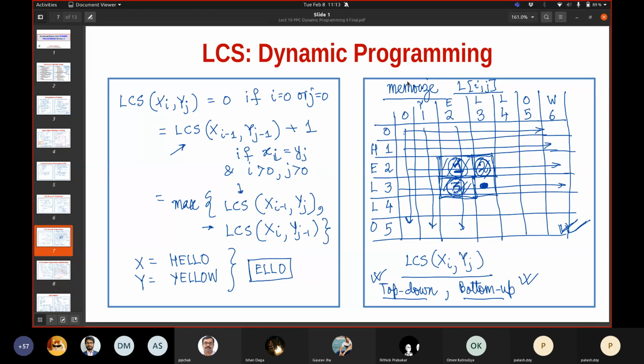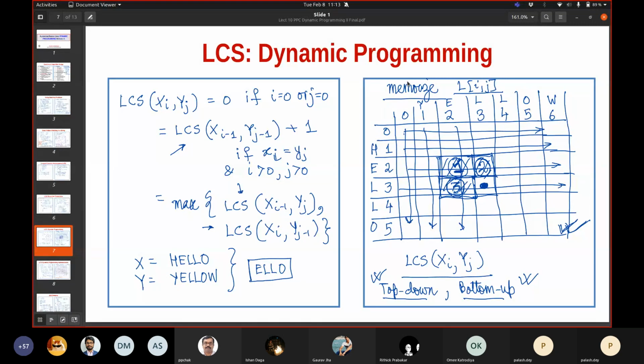Is it clear or not? So do you mean to say that, for instance, with hello and yellow, first we will remove H and then we will have yellow and yellow? See, when you have hello and yellow, then H and Y do not match, do they? No, sir, they don't.